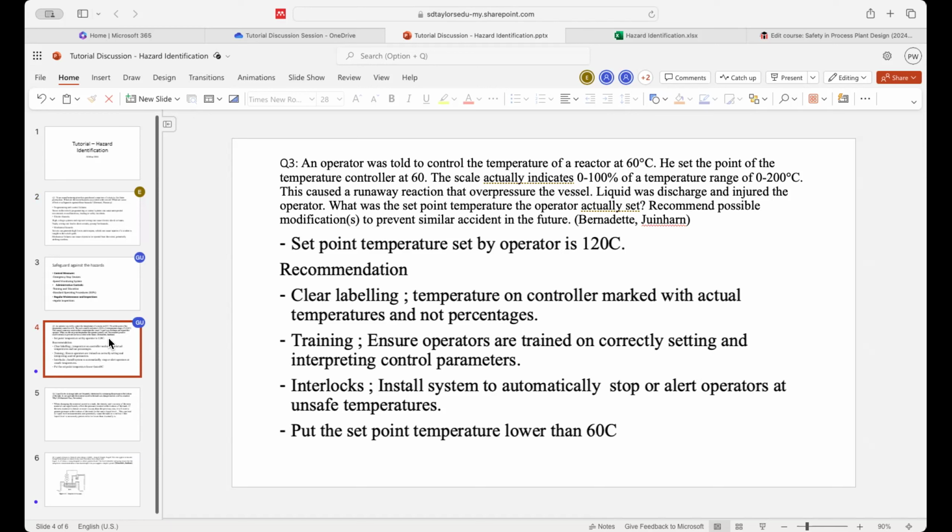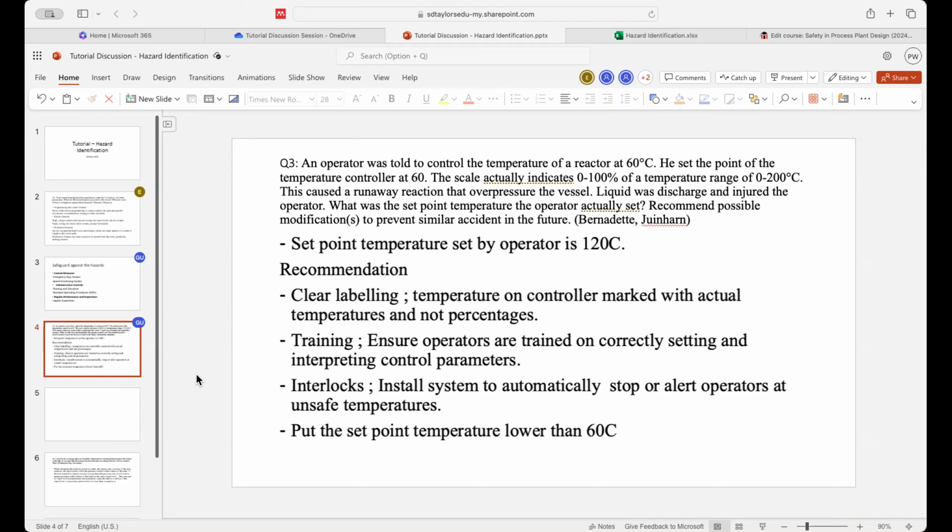So the operator was told to control the temperature at 60 degrees Celsius, and then he set the temperature controller at 60 degrees. So the set point temperature would be 120 degrees Celsius. And then any modification to prevent a similar accident for the overpressure would be, first one is clear labeling on the temperature controller, so that the controller is marked with actual temperature, the numbers and not percentages, so that it will be clearer.